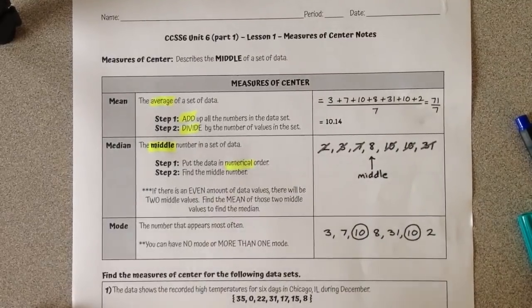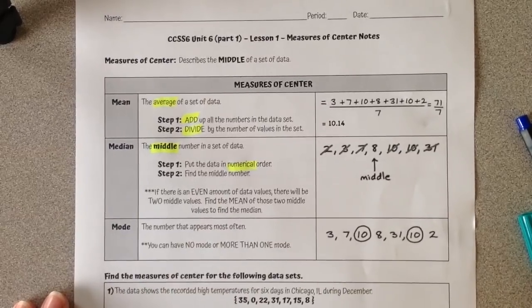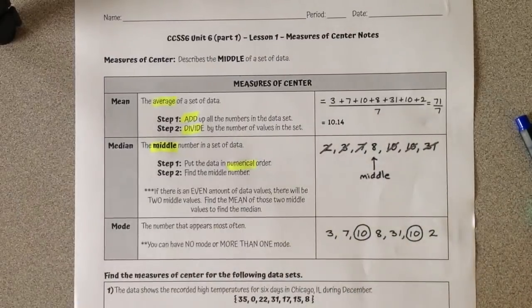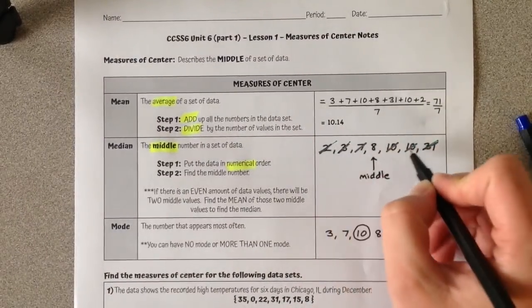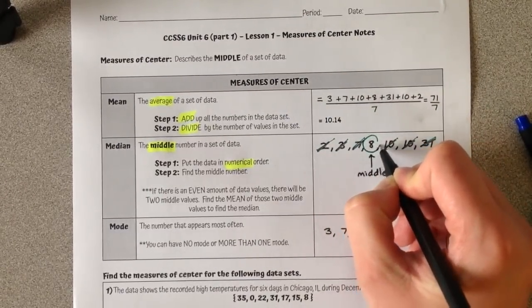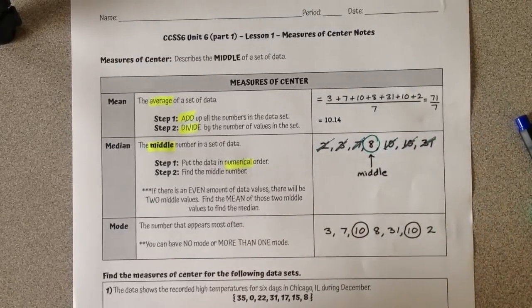Then you find the middle number. You do this by crossing off 1 on each side at a time. So how you would do that is you would cross off the lowest and the highest, then cross off the second lowest and second highest, and so on to get this middle number. So in this case, the median would be 8.